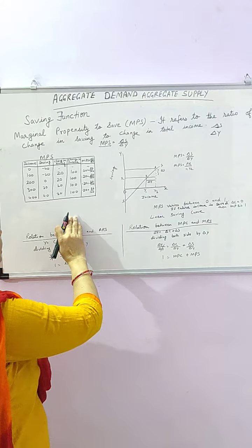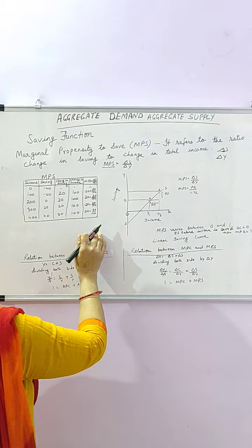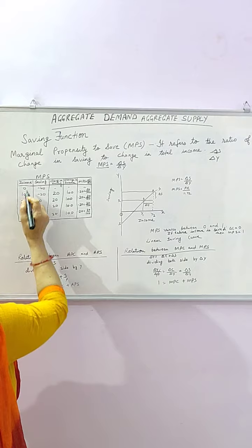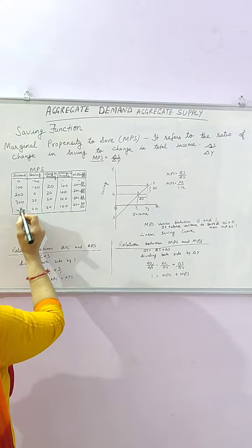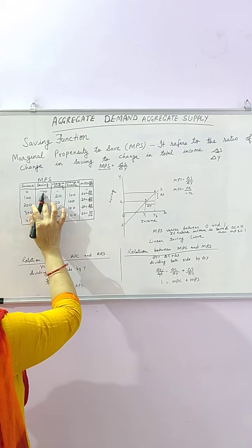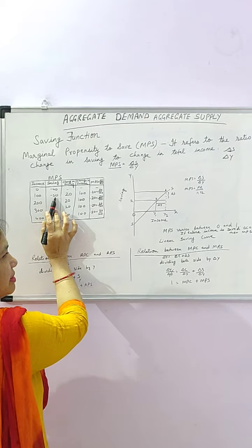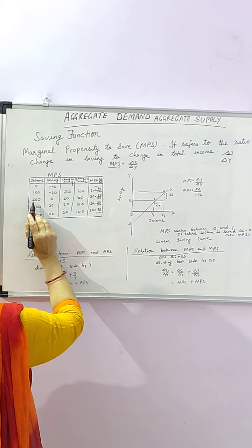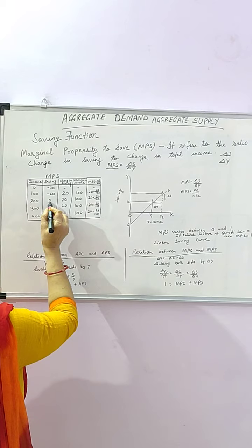Now, this is the schedule of marginal propensity to save. I am explaining the schedule and the graph, and how we can calculate the marginal propensity to save. This is the income level, different levels of income from 0 to 400. As income increases, our savings also increase. When your income is 0, there is negative saving because of autonomous consumption, and when income increases to 100, it is again negative saving because consumption expenditure is more than income. When income increases to 200 crores, consumption equals income, which is why saving is 0.